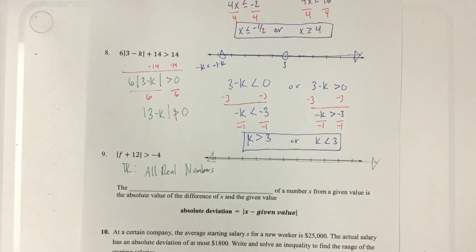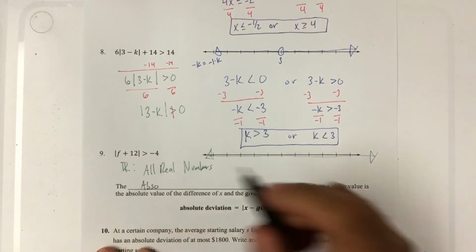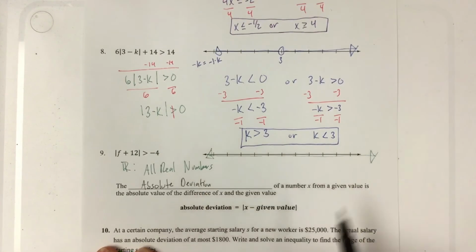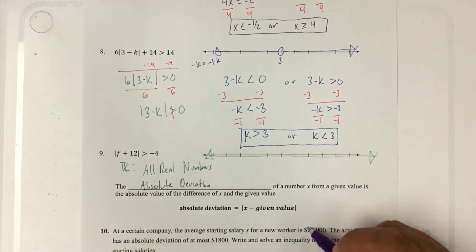All right, I'm going to try to get to this last one as quickly as possible. The absolute deviation of a number x from a given value is the absolute value of the difference of x and the given value. So this is how you find absolute deviation: the absolute value of x minus the given value. I'm just going to show you real quickly how this works. At a certain company, the average starting salary S for a new worker is $25,000. That right there is the given value.